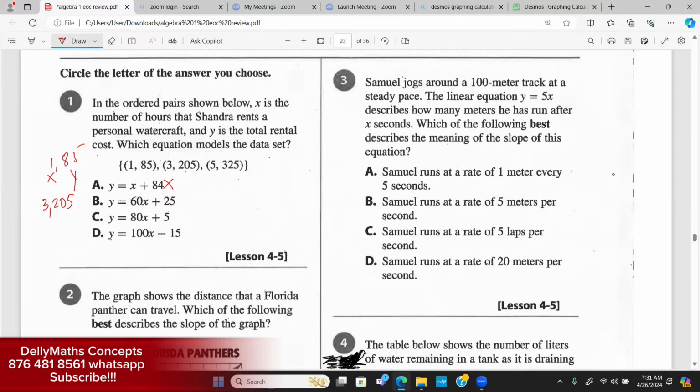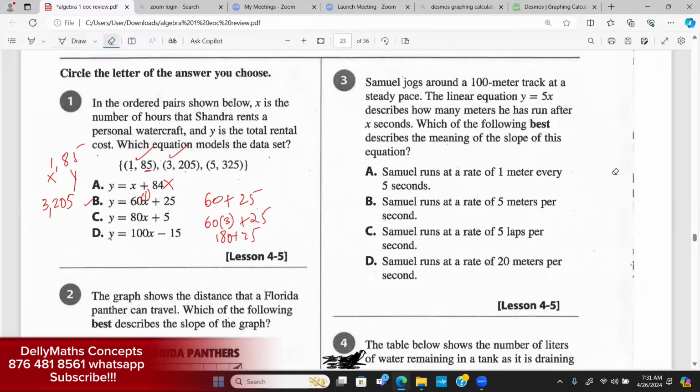So let us try it. 1, if you put 1 here, 1 times 60 is 60, plus 25, I'm still getting 85. So I'm like, okay, this doesn't sound bad. Let's try again with 3. So 60 times 3, then plus 25. 180 plus 25. That's 205. So it's still going good. It worked for this, it worked for that, it worked for this.